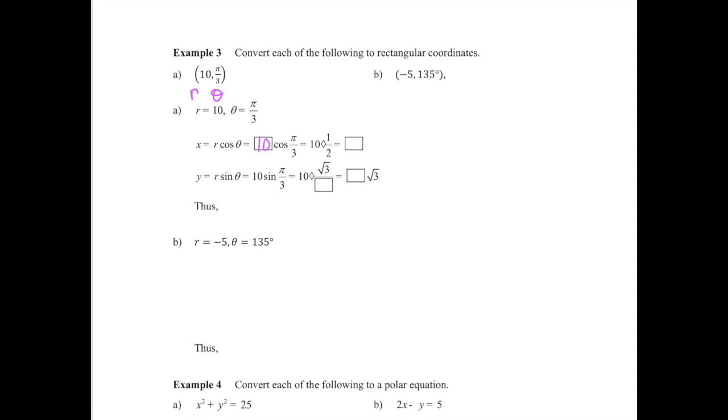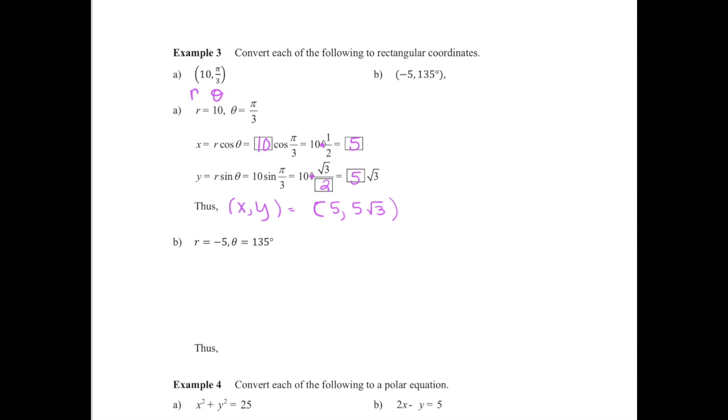When looking at our unit circle, cosine of pi over 3 is 1/2. So 10 times 1/2 gives us 5. To find our y value, we use our relationship with sine: radius times sine of theta, or 10 times sine of pi over 3. When I look at my unit circle, sine of pi over 3 is the square root of 3 over 2. Simplifying gives me 5 square root 3. Thus, we know our rectangular value of x, y is equal to 5, 5 square root 3.